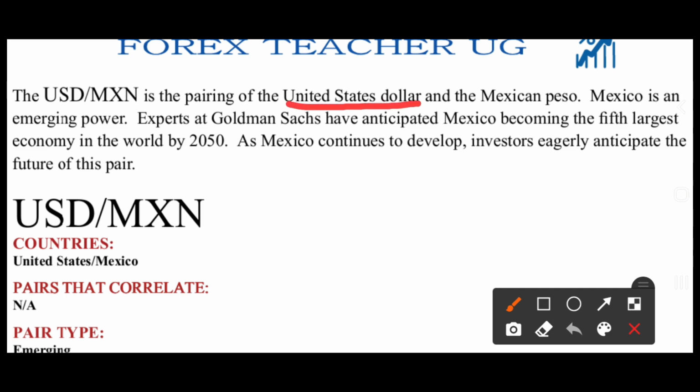So it's the pairing of the United States dollar and the Mexican peso. Mexico is an emerging power. Experts at Goldman Sachs have anticipated Mexico becoming the fifth largest economy in the world by 2050. We still have a few years, of course, and we are going to see it reaching to become one of the five largest economies. So it's good to be investing in Mexico. You can buy shares in most of the Mexican stocks which are open.